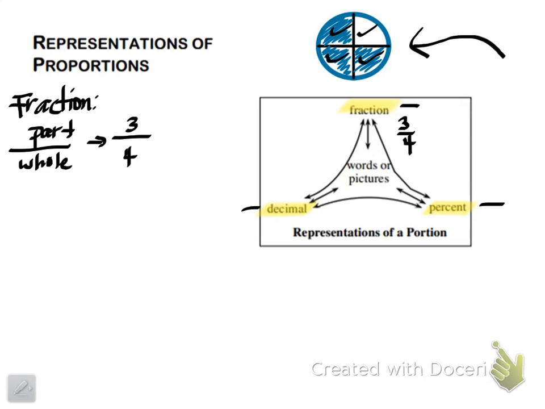So how can we get this to be a decimal? Well, some of us may see this and say, well, it's 3 out of 4, so I know that that is 75%. Because there are 4 quarters in a dollar, if I have 3 quarters, it's 75 cents, so 75%. Some of you may make that connection, which is great.